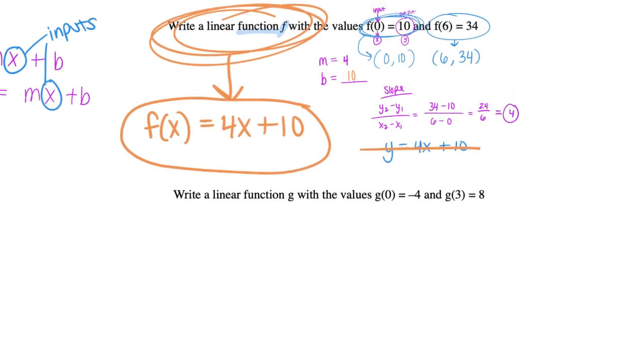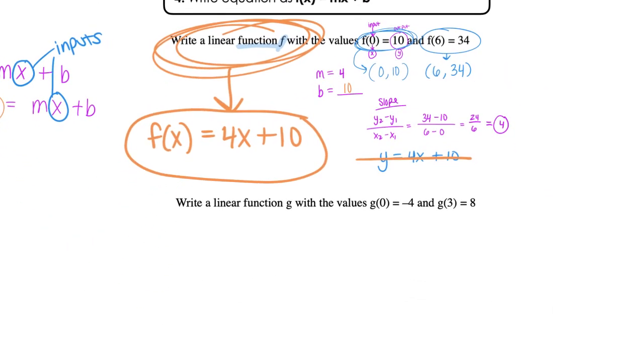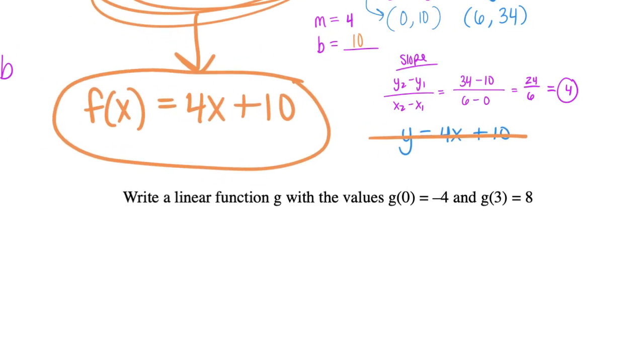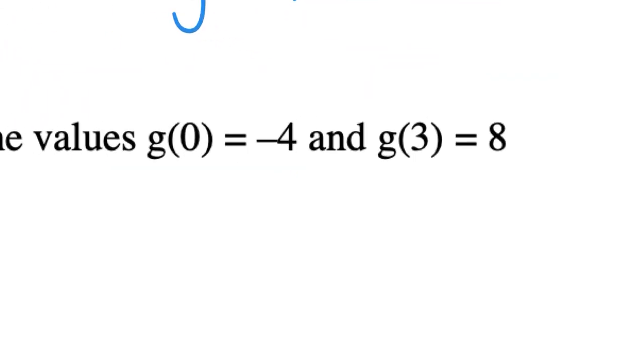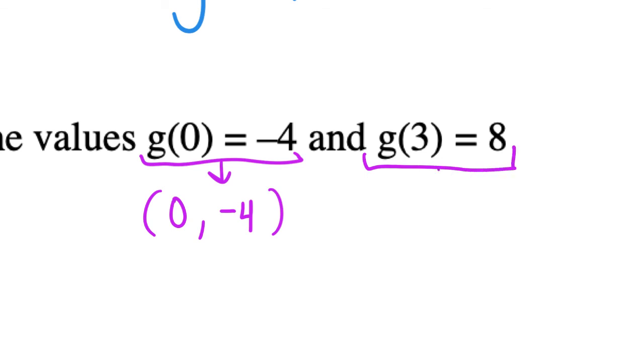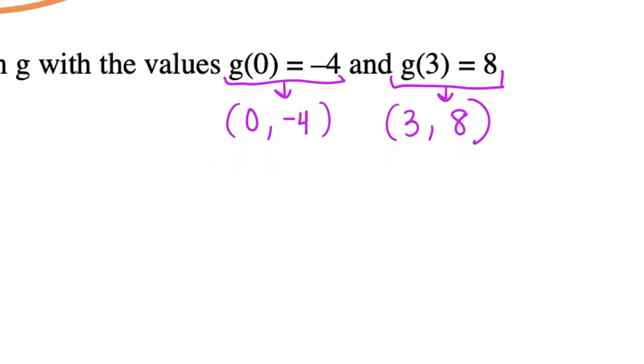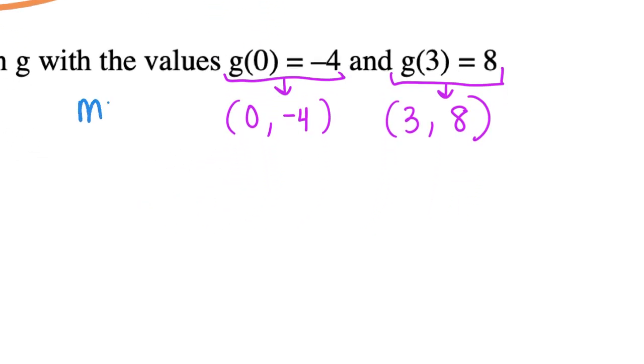So let's do another one. All right, so same thing here. We're going to go ahead and turn this into an ordered pair. So 0, comma, -4, and this one as well, 3, comma, 8. Okay, and let's find the slope and the y-intercept. Y-intercept, we can see where it is, right? There's the 0, which means -4 is the y-intercept.